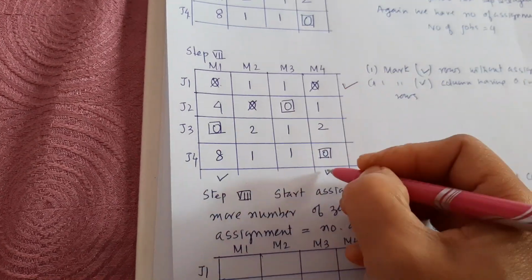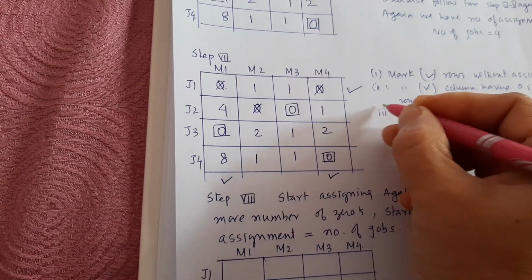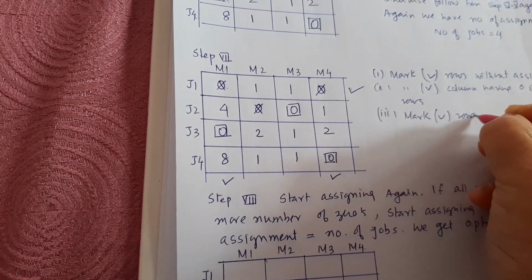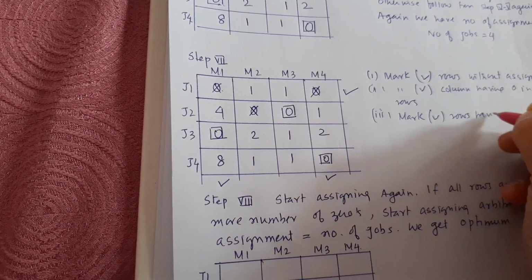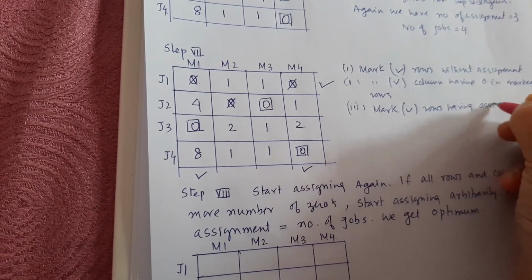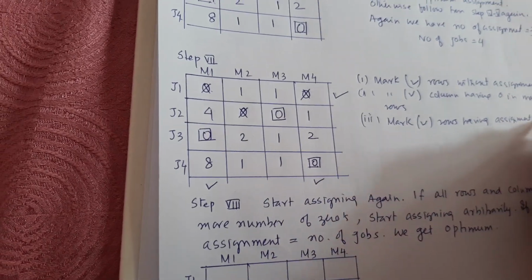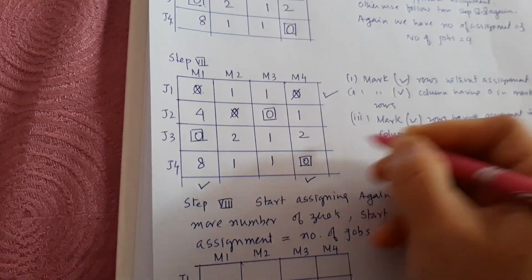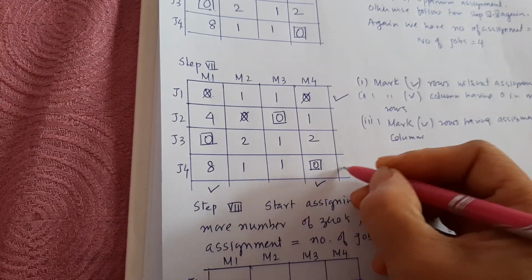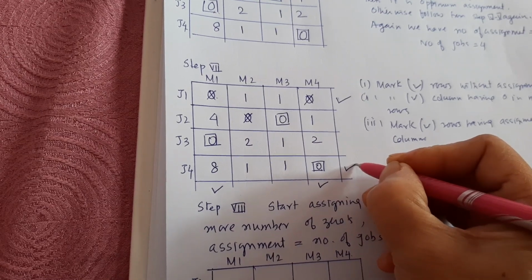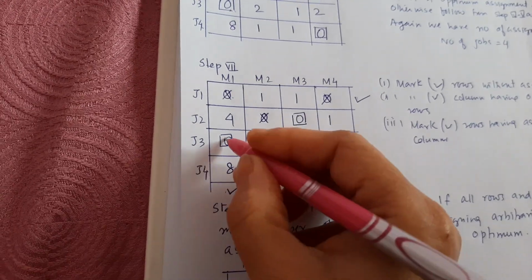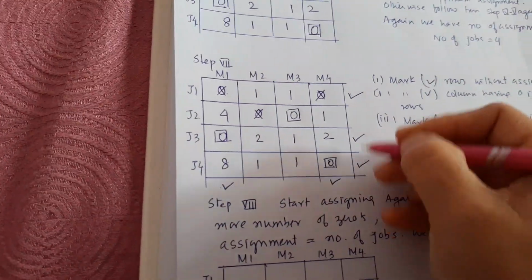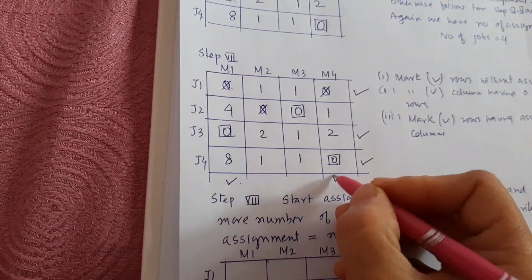Now in this marked column, mark rows having an assignment in the column. So in this marked column there is an assignment here, so I am going to put a tick mark here, and in this column there is an assignment here, I am going to put this one here. So you see how many ticks there are? 3 ticks in the rows, 2 ticks in the columns.